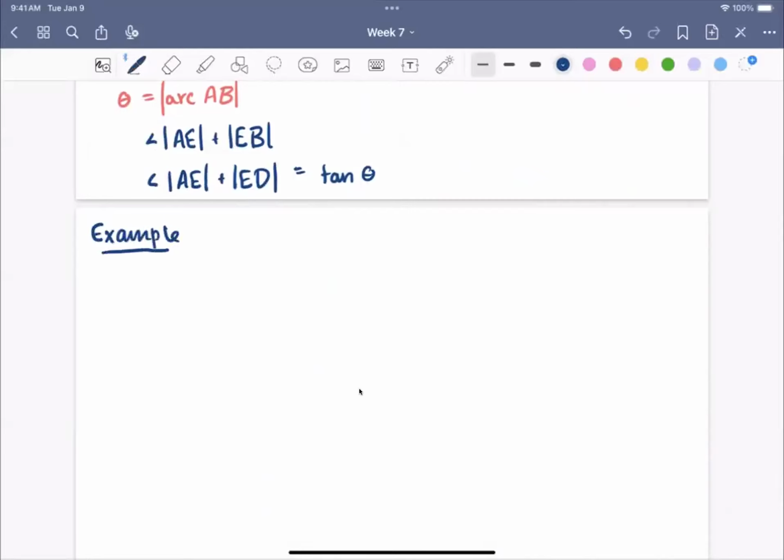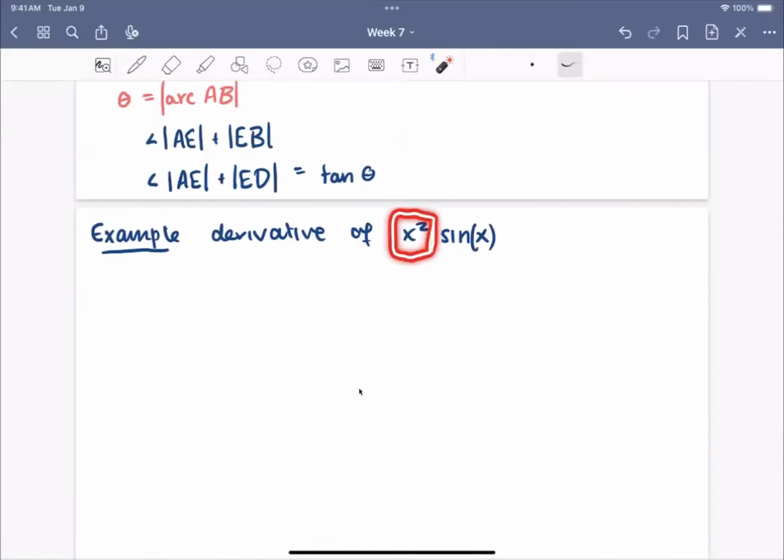Let's take the derivative of x squared times sine of x. The key with these derivative problems is that you need to see how to break up complicated functions into simple ones so that you can use the rules. What I see here is a power function, which we know how to take the derivative of because of the power law, times the sine function, which we also know how to take the derivative of.